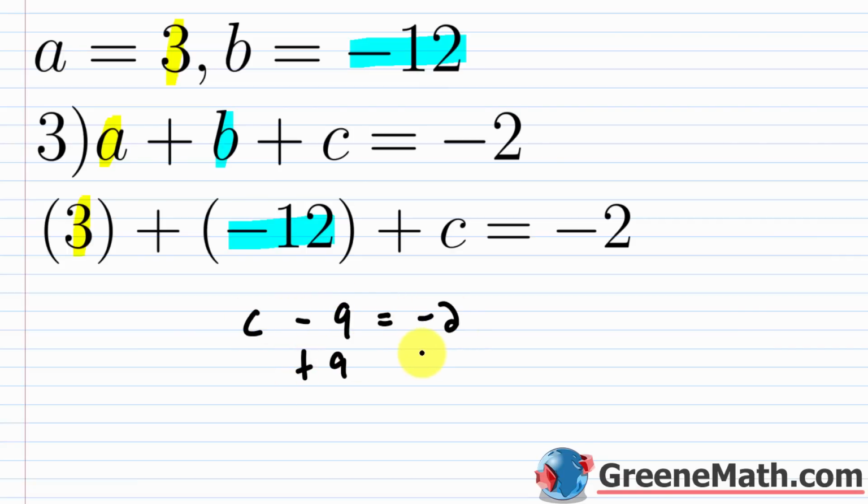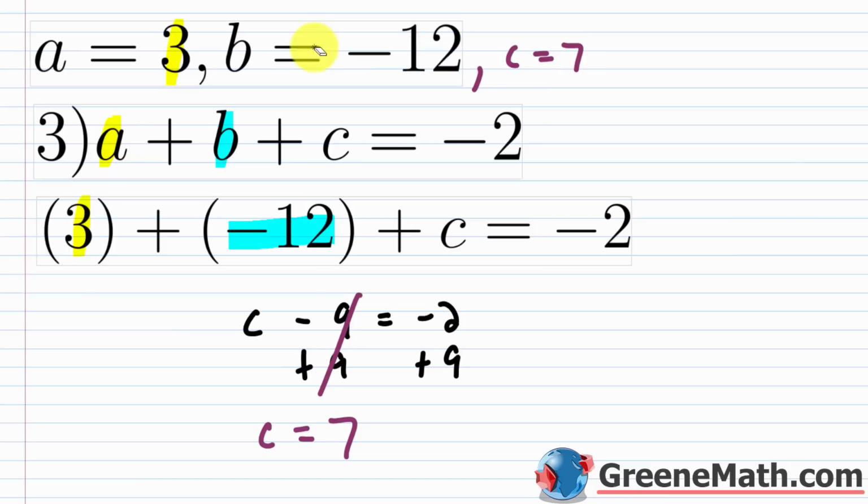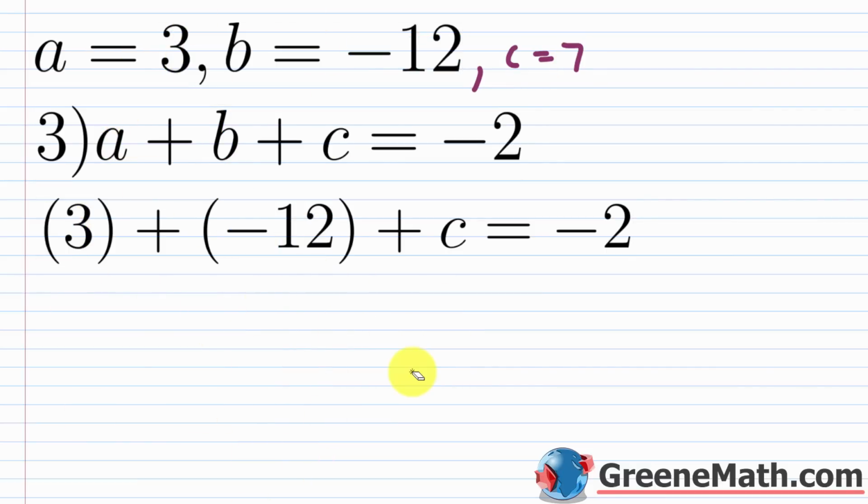And we just add 9 to both sides of the equation. This cancels, and you get c is equal to -2 plus 9, that's going to be 7. Let me just put this up here. So c is equal to 7. Let me get rid of all of this highlighting here, and we'll just write our answer.